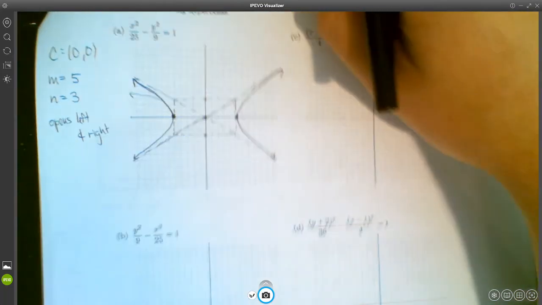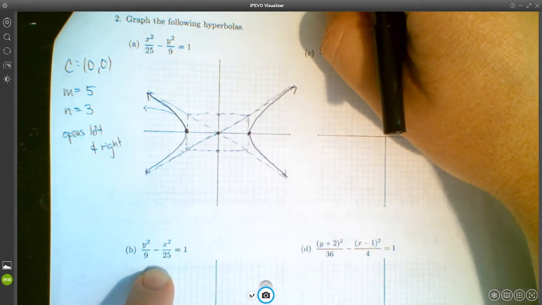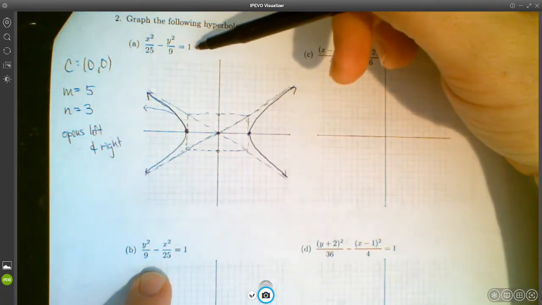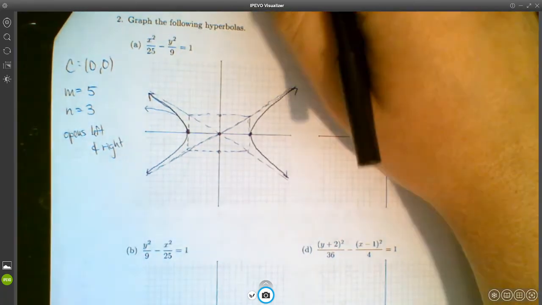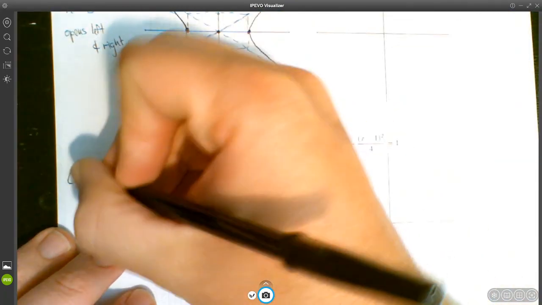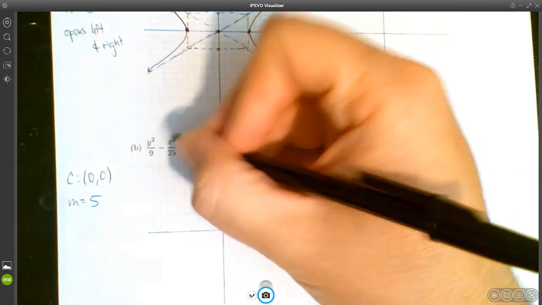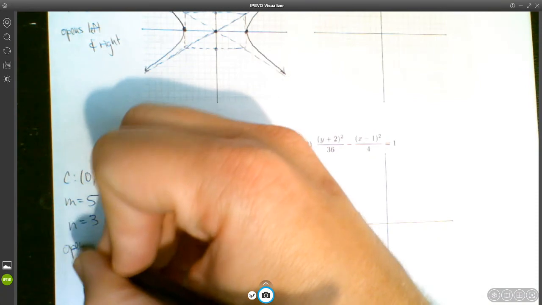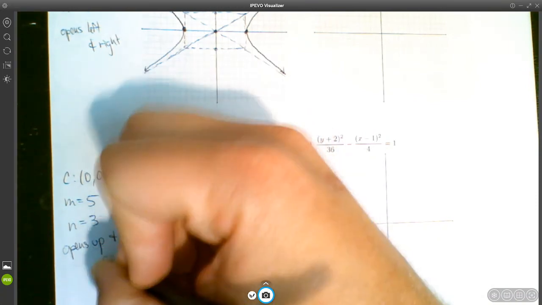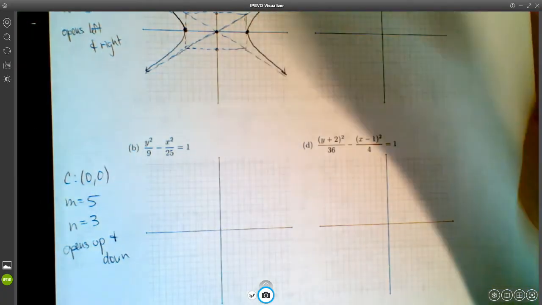Let's do another one. So part B, y squared over 9 minus x squared over 25 equals 1. You'll notice that it's the same thing as part A, only your x and y groups have been switched around. So let's see. This is centered at 0, 0 again. M is still 5. M is always the thing you're dividing your x group by. So M is still 5. N is still 3. But this one opens up and down. This one opens up and down because the y group comes first. So it opens up and down.